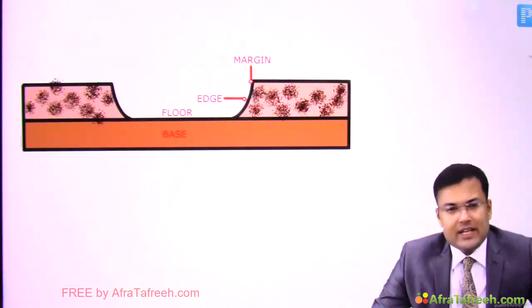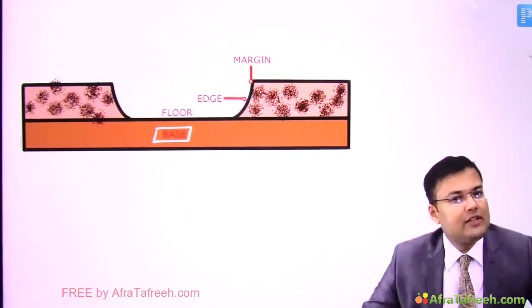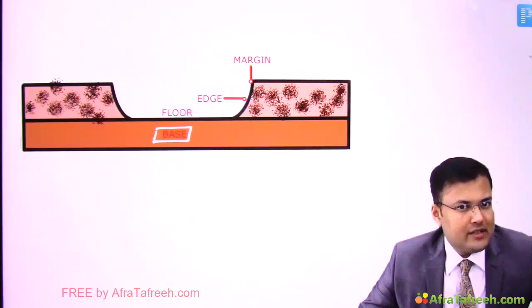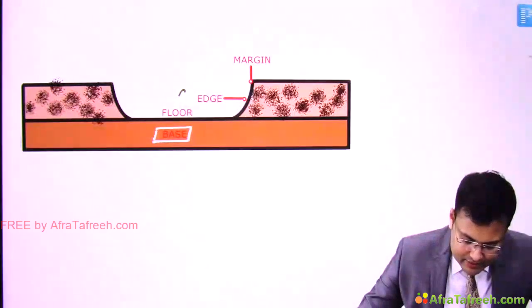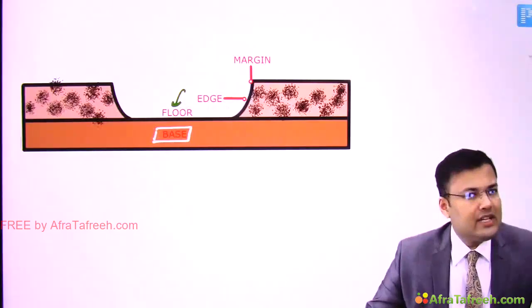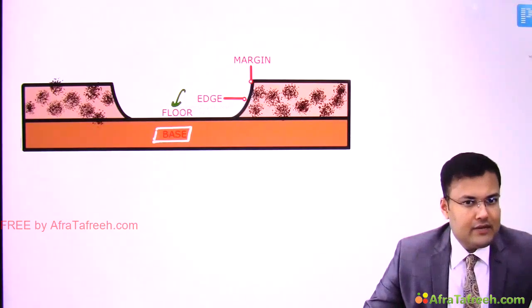Now in this diagram you can see the parts of an ulcer. There is base, floor, edge and margin. So what is base? Base is the surface on which the ulcer rests. After that you can see here is the floor. So what is the floor? Floor is the exposed surface of the ulcer.